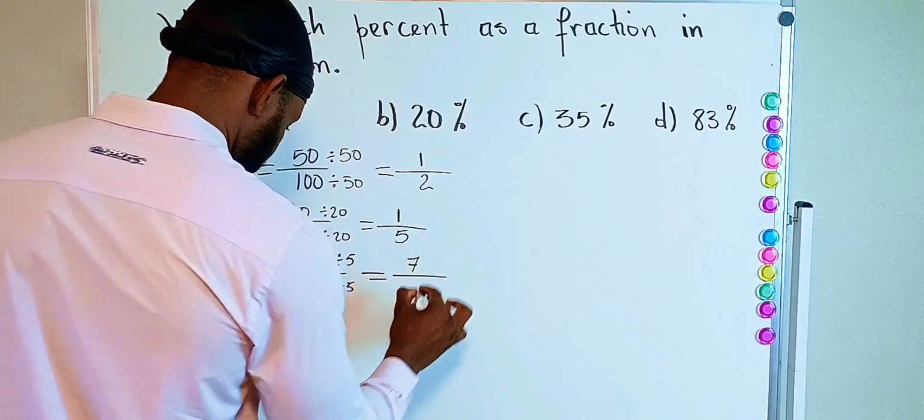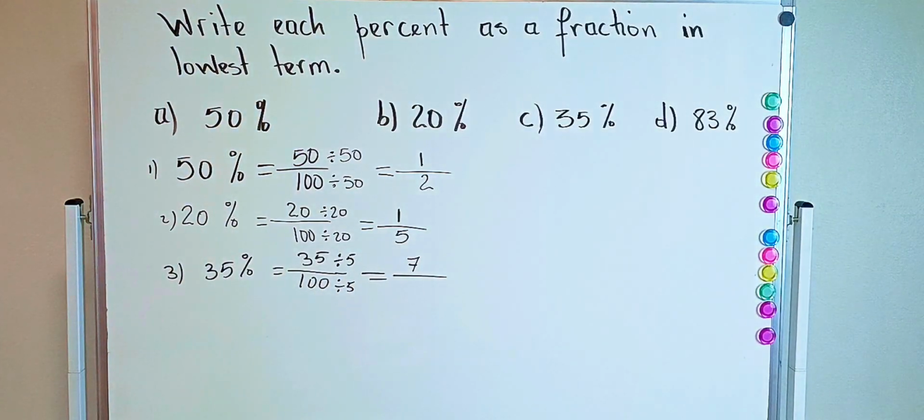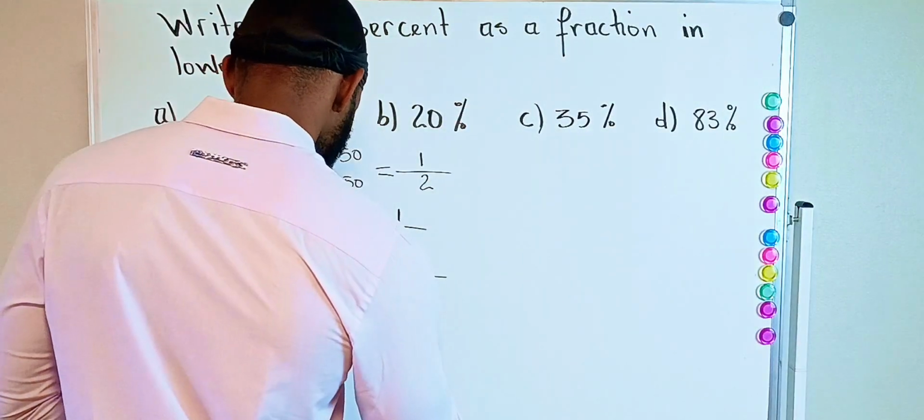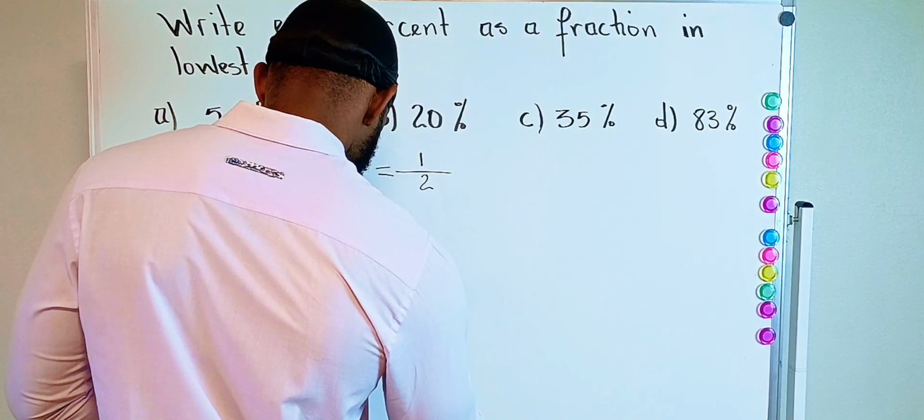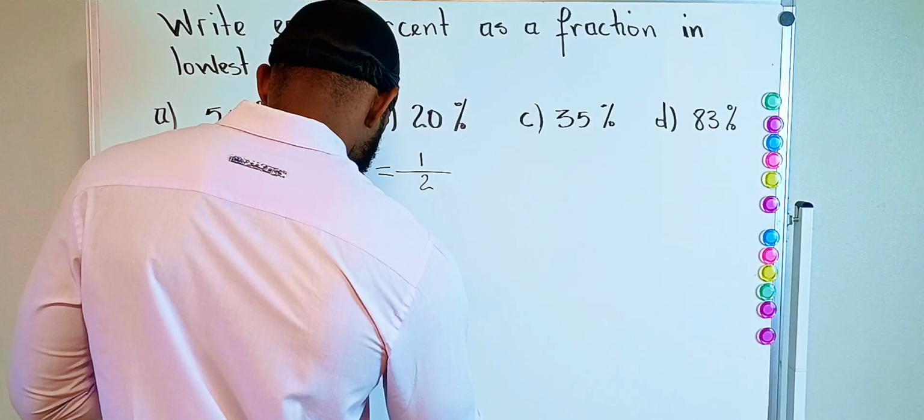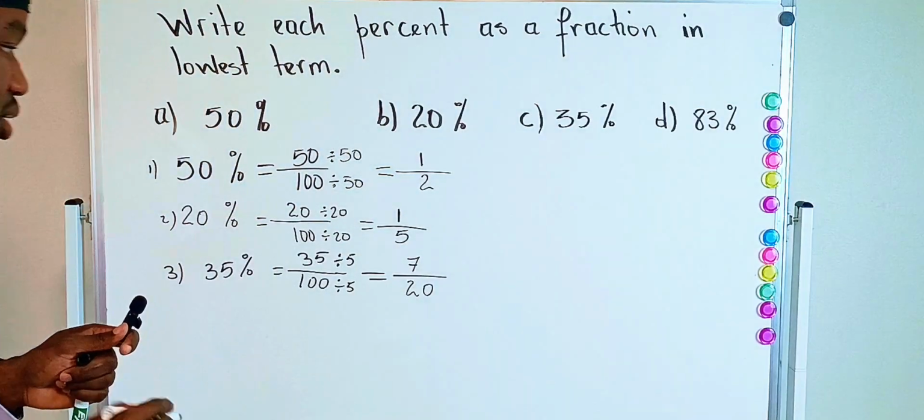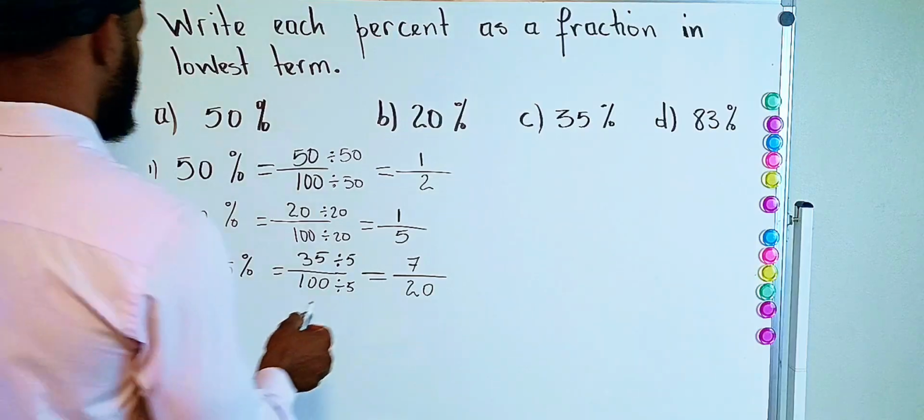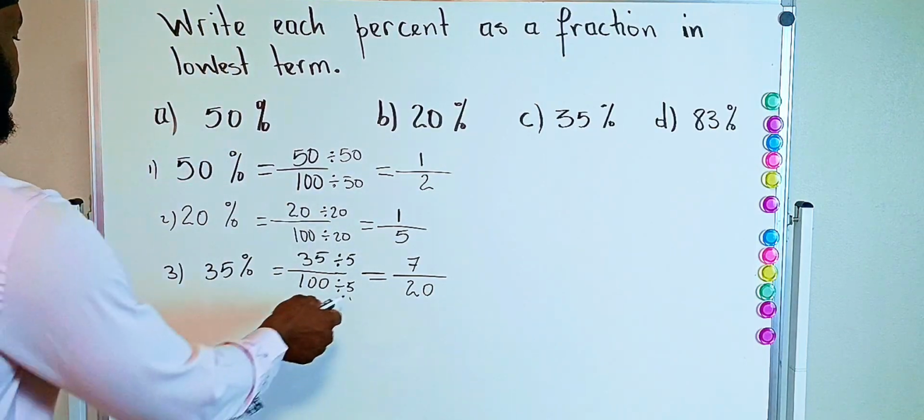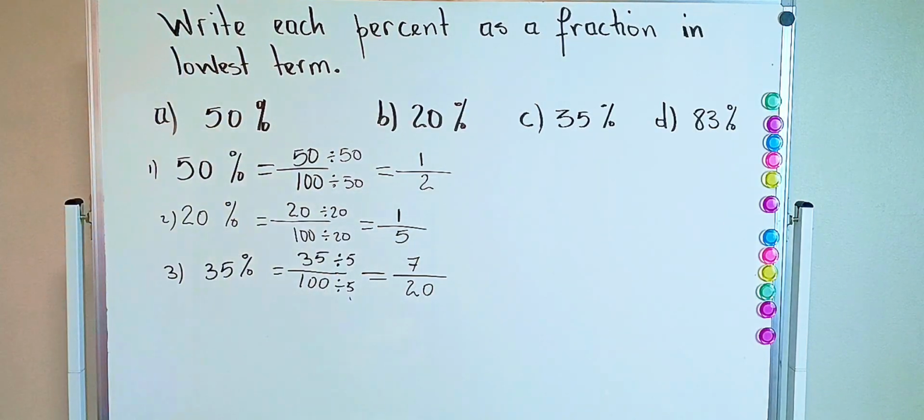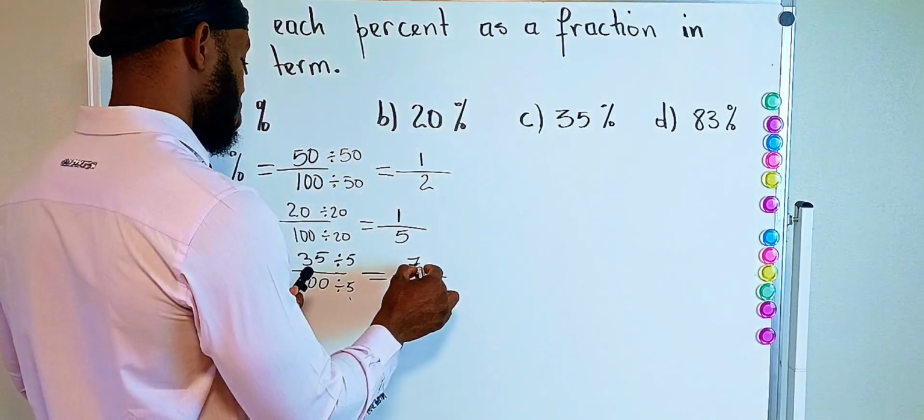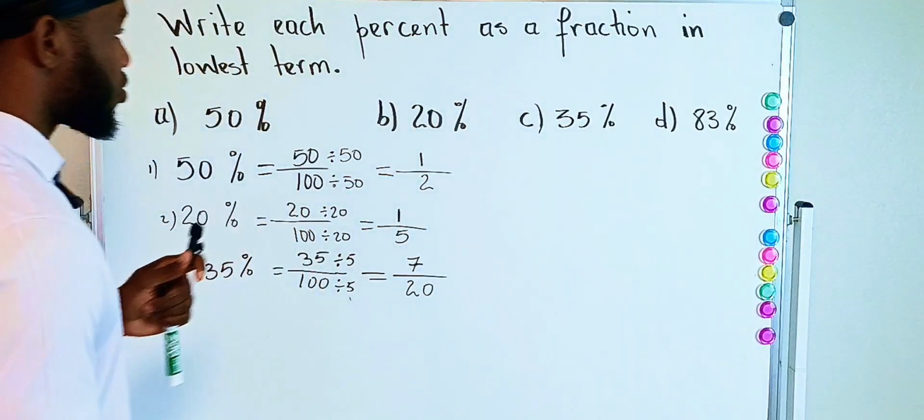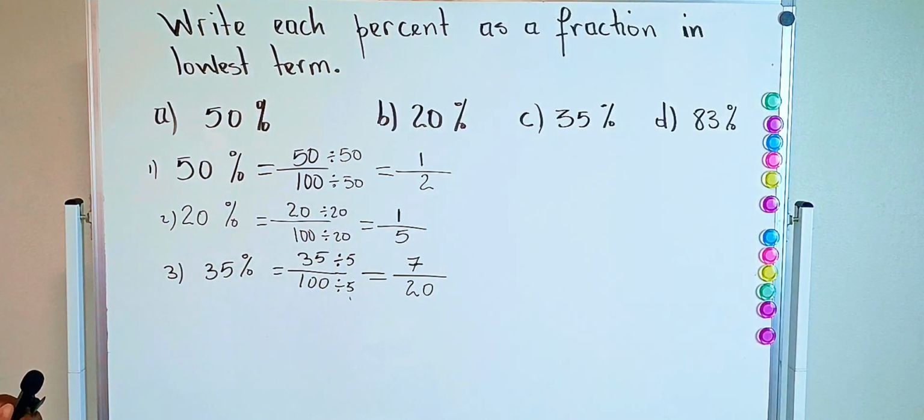That's going to be 7 over 20. Okay, 7 over 20. Then once we multiply this, it's going to be 100: 5 times 0 is 0, 5 times 2 is 10, 100. So do you guys understand that? 7 over 20 is the lowest term of the fraction equivalent to 35%.